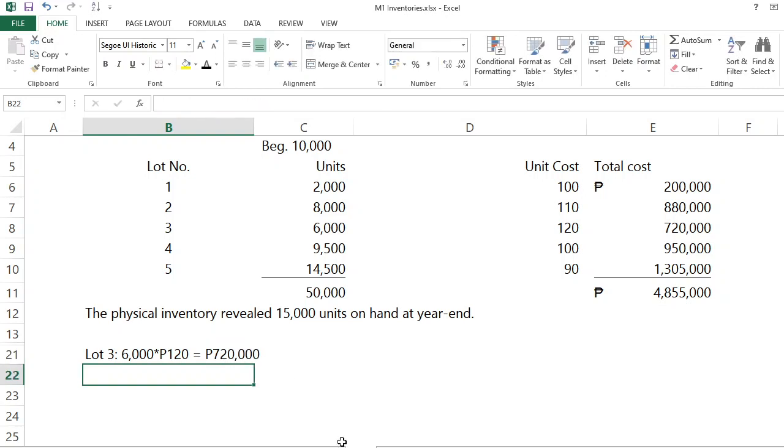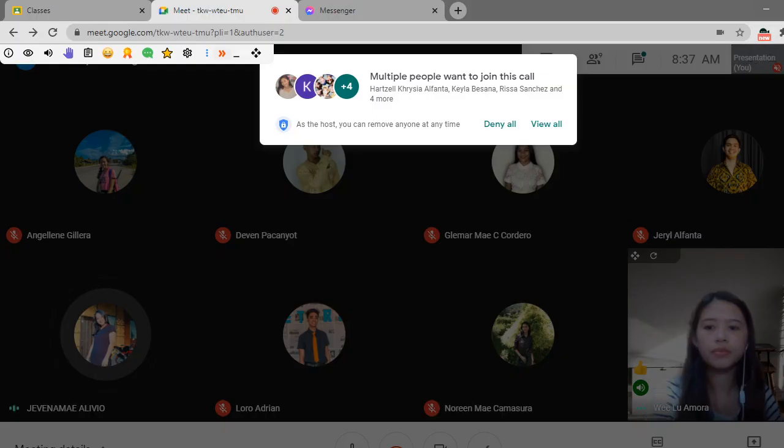And lot number 4, 9,000. So if you could notice, 6,000 nga lot number 3 ug 9,000 lot number 4, that's the 15,000 nga inventory nga nabilin. So that's 9,000 times how much each? That's 100. And I believe that's 900.